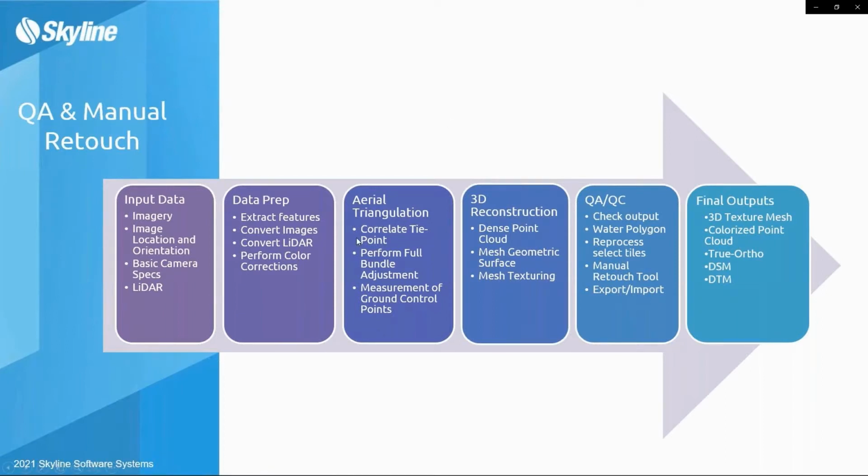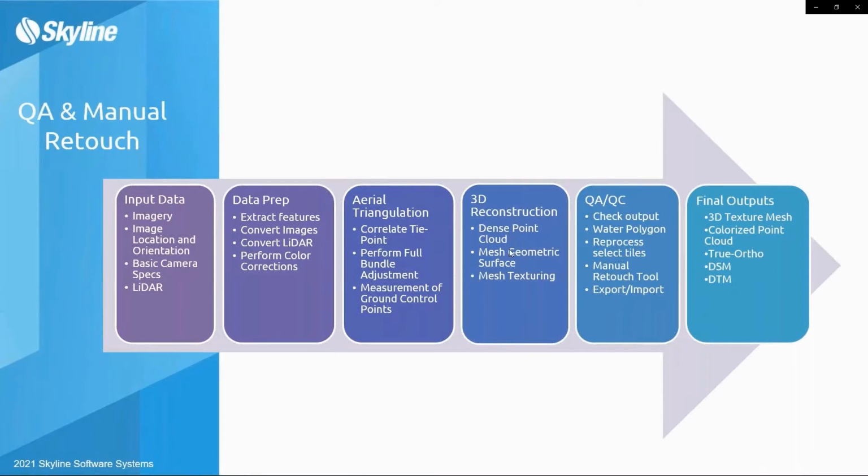And the aerial triangulation correlates the tie points and all the matches between images that have overlap, performs a full bundle adjustment, as well as the measurement of ground control points or reference from existing data sets such as LiDAR or background ortho, DSM, 3D. So they're all able to be integrated as part of the ground control point.